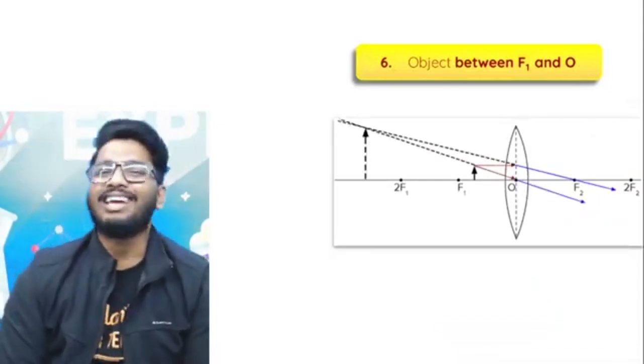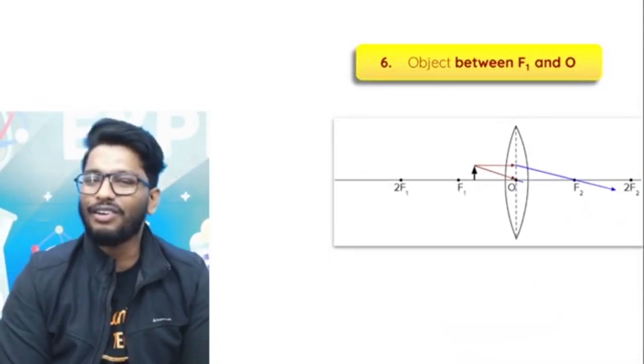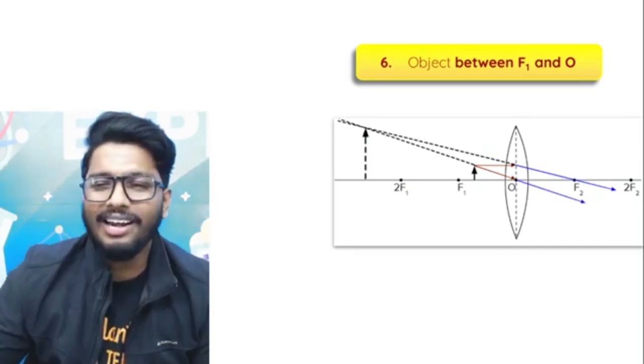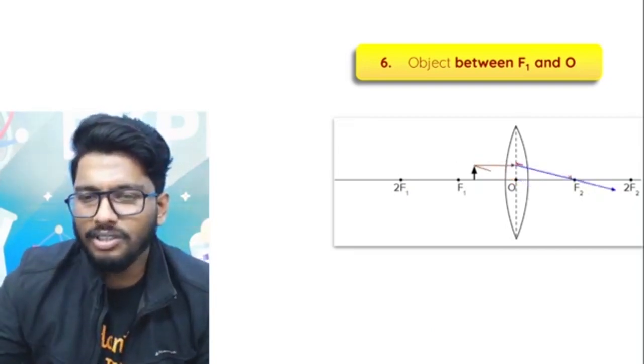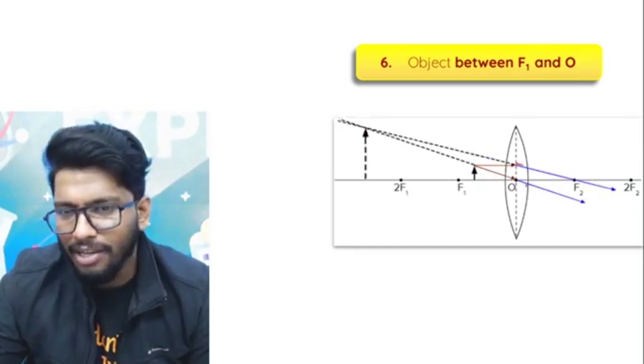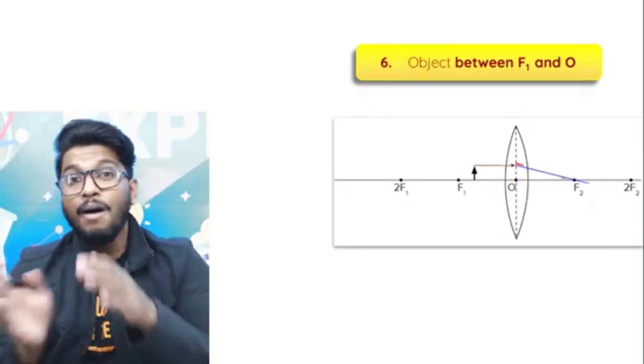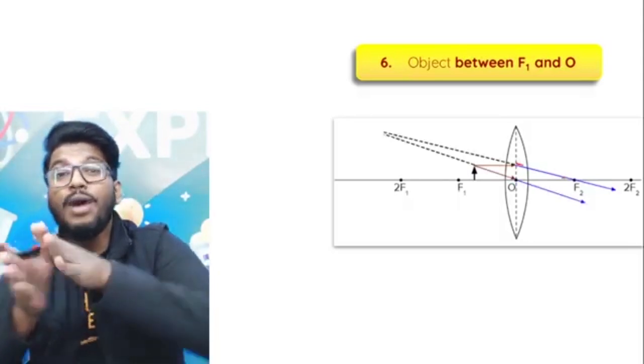The last one is between F1 and optic center. Now this is where it gets a little tricky. Majority of you guys go wrong in this one. So one ray of light parallel to the principal axis will pass through the focus. That's very clear. One more ray of light will pass through the optic center. Now you see this. Both the rays of light are moving away from each other.